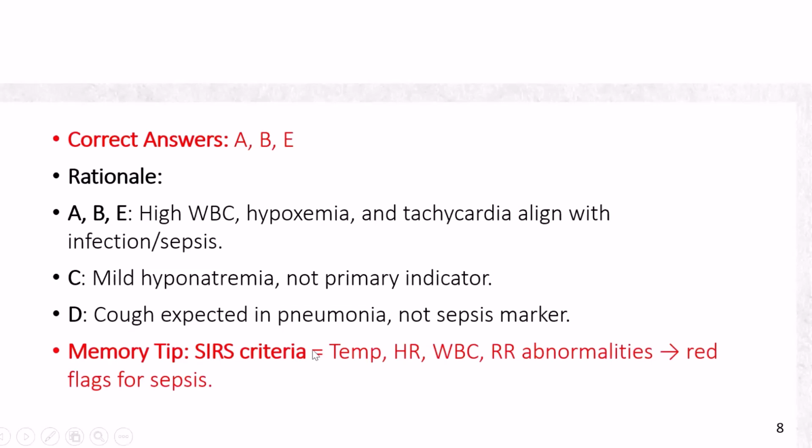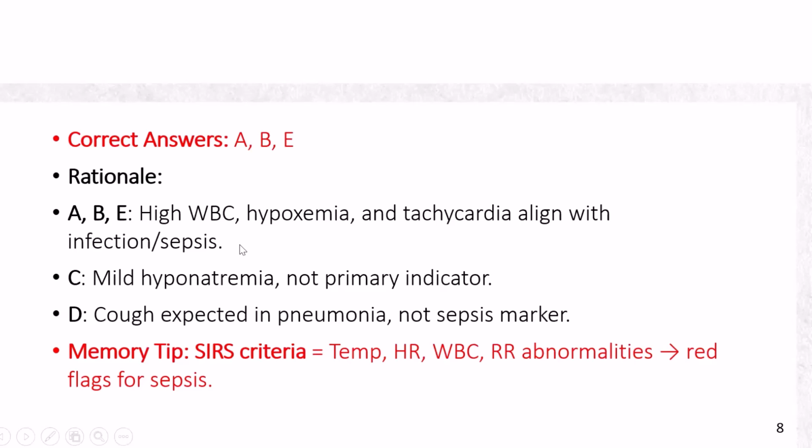So for SIRS, there's a criteria. You have a criteria for SIRS. Temperature high, heart rate high, WBC, and then we have issues with the respiratory rate. So these are all red flags for sepsis. So pay close attention to this. D is not part. A, B, and E.